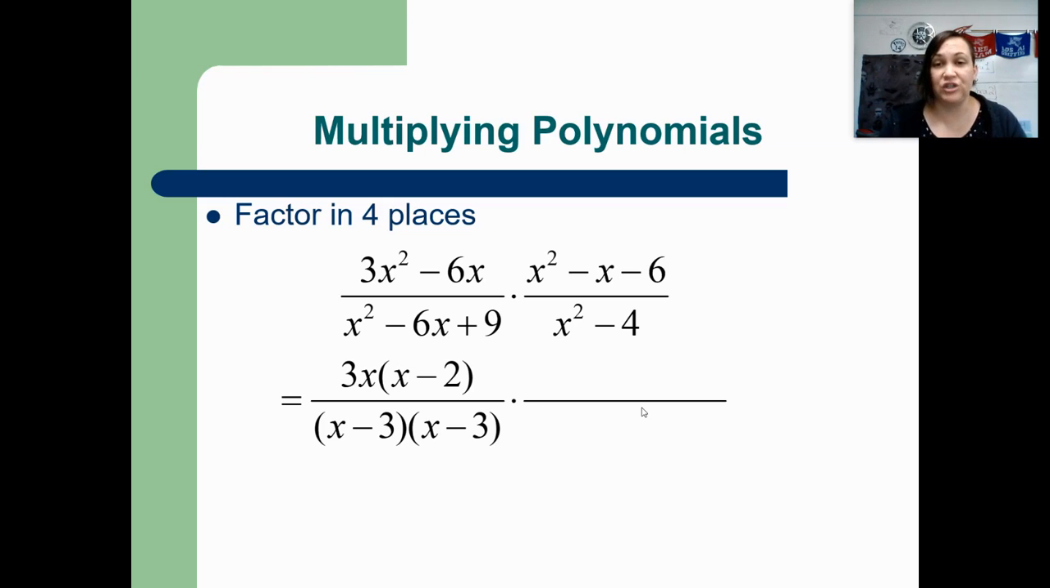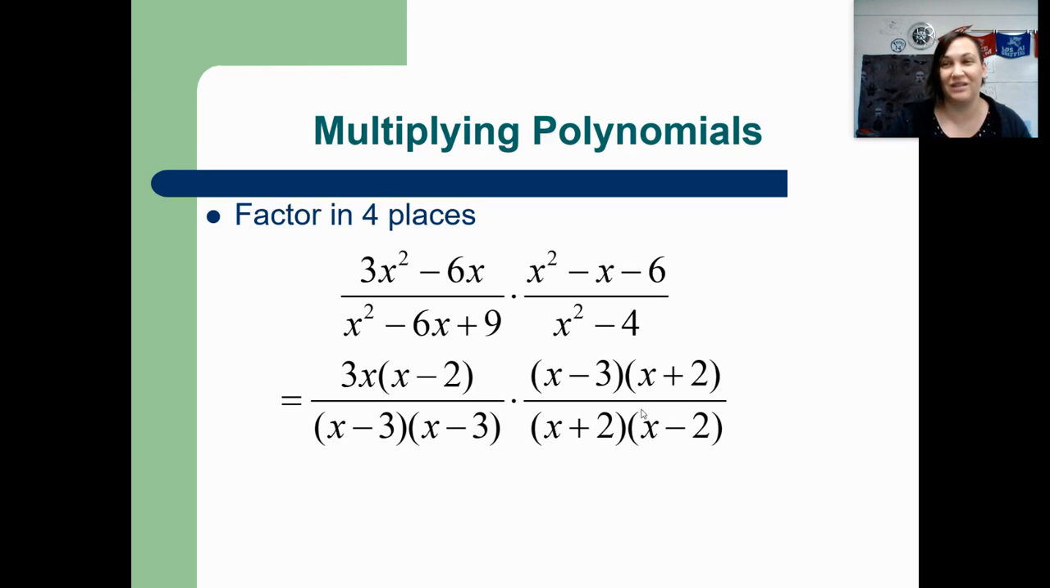On the top of the second fraction, I'm going to do Xbox again. So two numbers that multiply to make -6 and add to make -1 are -3 and +2. And then finally, on the bottom of the second fraction, I see a difference of squares. For a difference of squares, we do one with a plus and one with a minus. So it's x plus 2 and x minus 2.